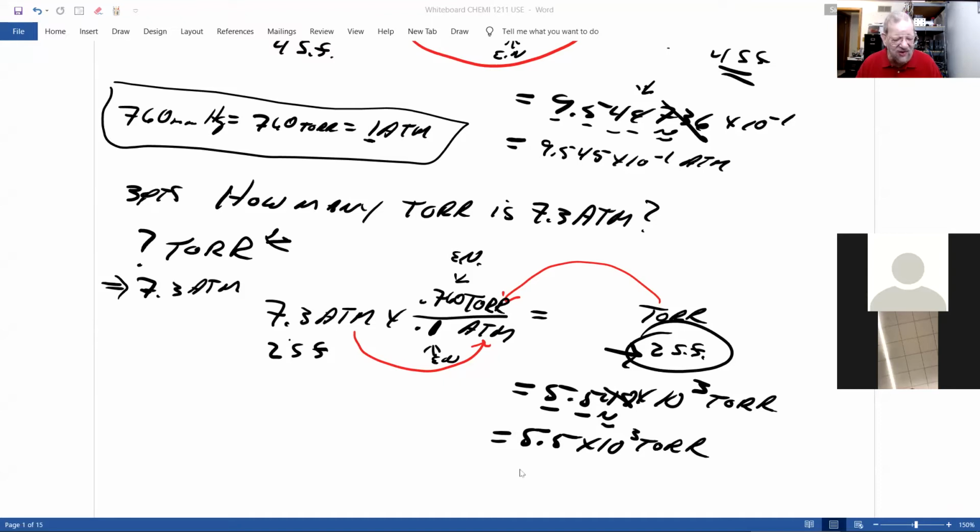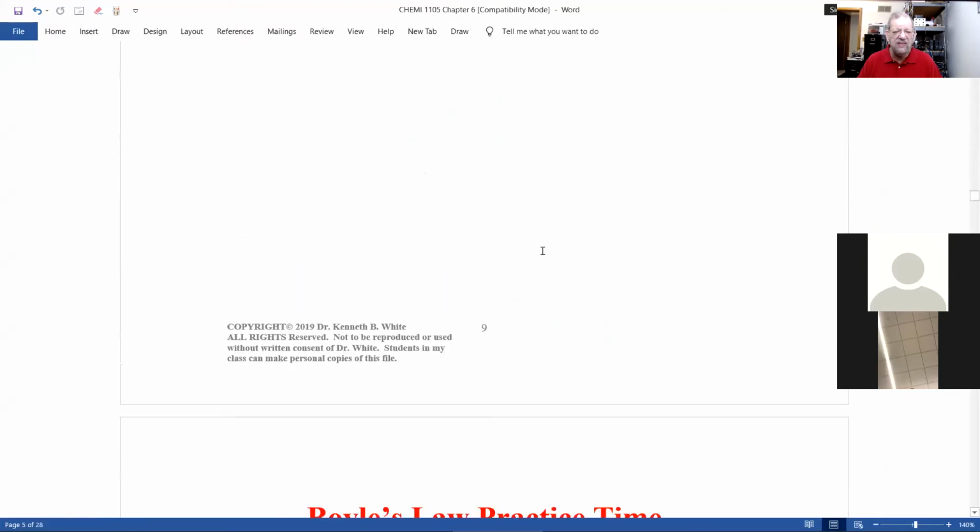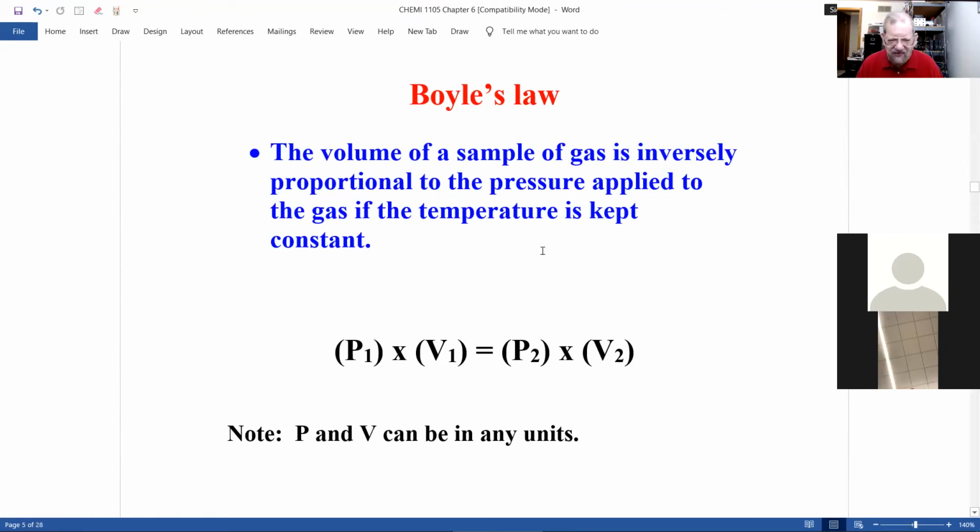All right, let's continue on with chapter 6. Now, I talked about the gas laws. And gas laws, the term law in science, especially chemistry, I don't know about other disciplines, but I know for chemistry, means this is always true. No exceptions. If there are exceptions, it can't be a law. A law is always true.